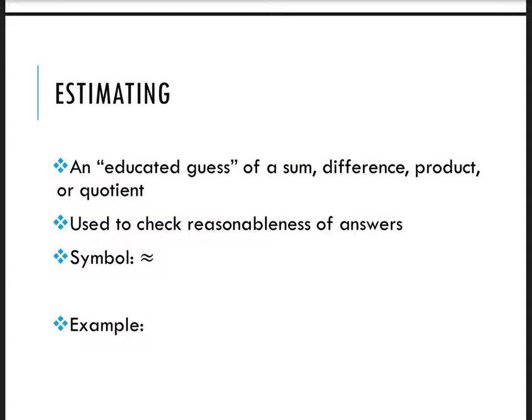Alrighty, estimating is an educated guess of a sum, difference, product, or quotient. I kind of showed you that in the last one. It's used to check the reasonableness of an answer. And the symbol here is a double tilde. It's a couple of squiggles, right? And again, that's the example I gave last time.